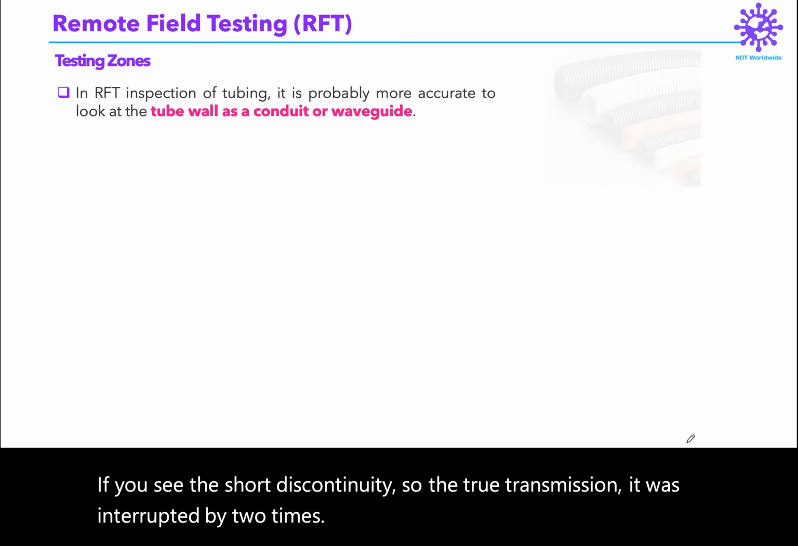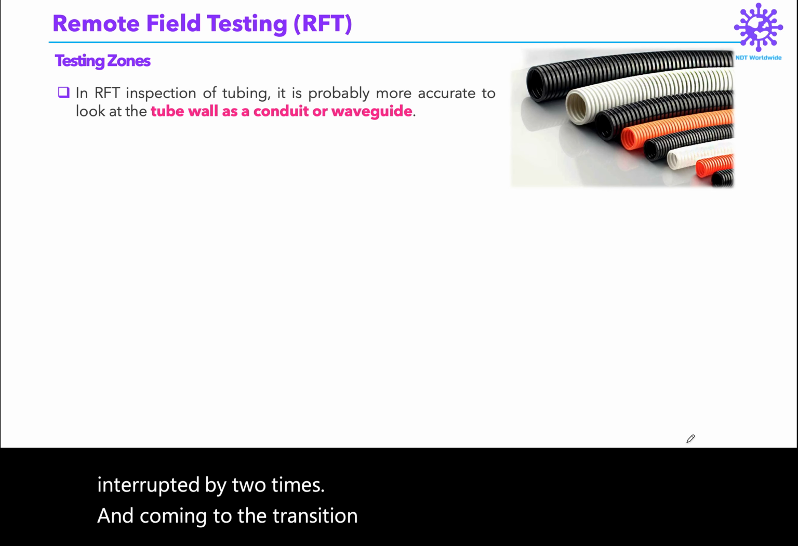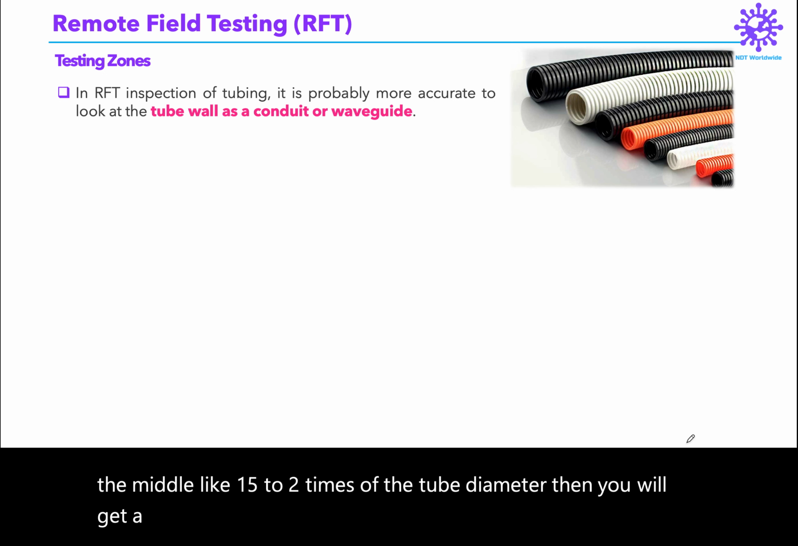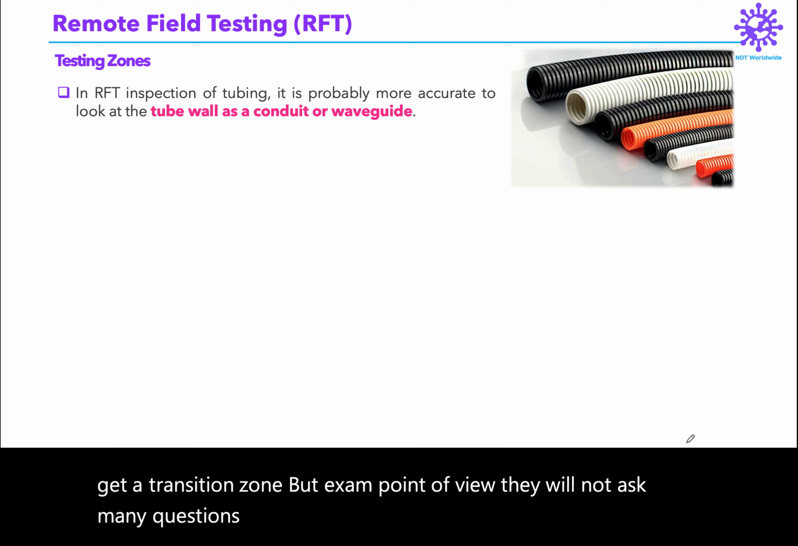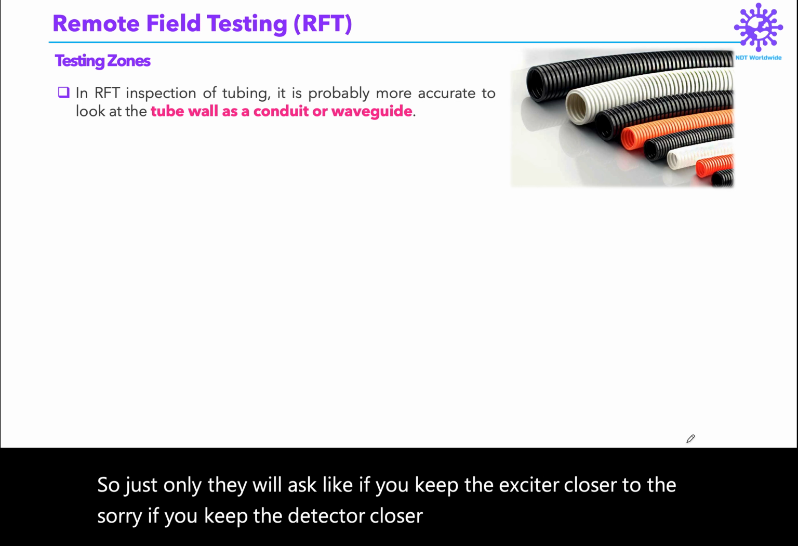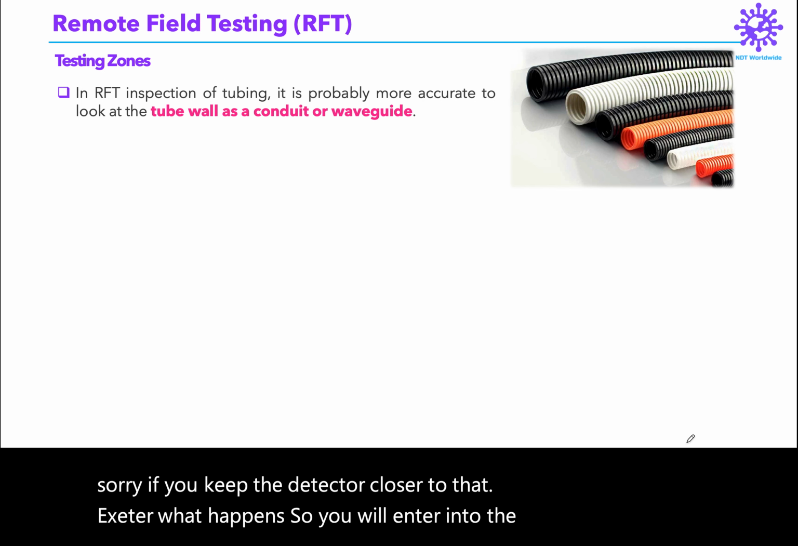And coming to the transition zone, if you keep the probes in the middle, like 1.5 to 2 times the tube diameter, then you will get a transition zone. But from an exam point of view, they will not ask many questions about the transition zone. They will only ask, if you keep the detector closer to the exciter, what happens? You will enter into the direct coupling zone, or direct zone.